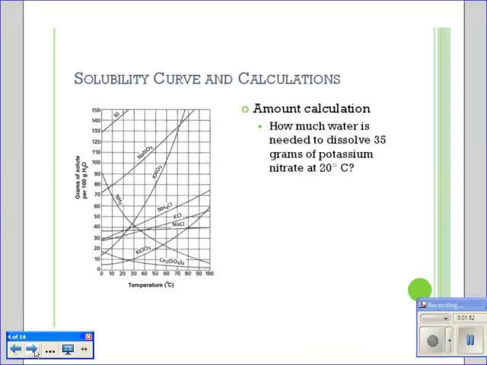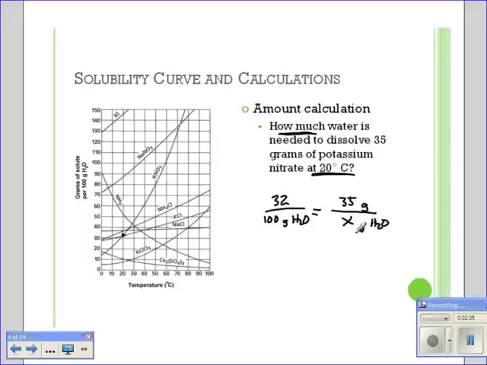Most of the time we spent with the curve, and there are three major types of calculations. If it says how much, it's asking for an amount. Remember, on the bottom left of your ratio, it's always 100 grams of water. I want to know how much water, so I'm going to put my X here, is needed to dissolve 35 grams of potassium nitrate. It says at 20 degrees, so I can use the 20 degrees and go up to potassium nitrate, which is there. That's at about 32 out of 100. So it's 32 out of 100.